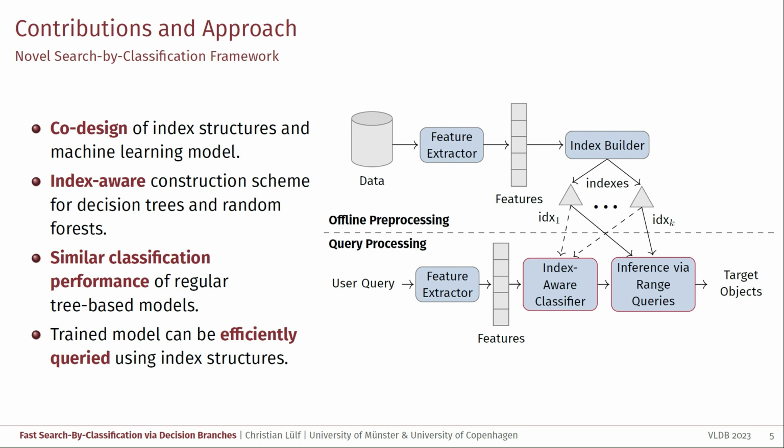In the following query processing phase, the user queries are answered by our novel index-aware classifiers that we call decision branches. In this context, index-aware means that our classification model takes the pre-built index structures into account for the construction of the classification model. Thereby, our trained models can be efficiently queried without the need of scanning the entire database. We claim that the returned results of our machine learning models have the same classification performance as regular tree-based models.